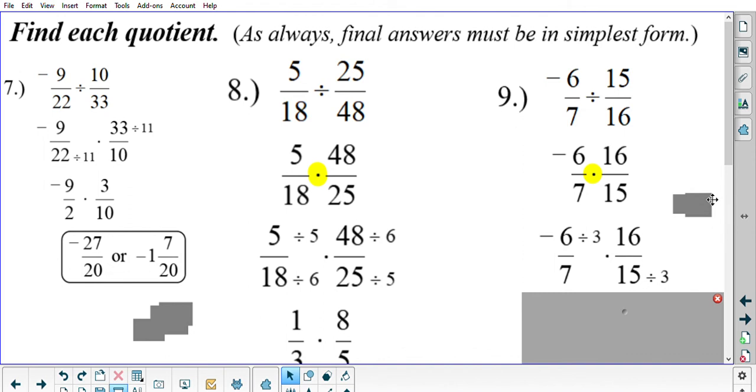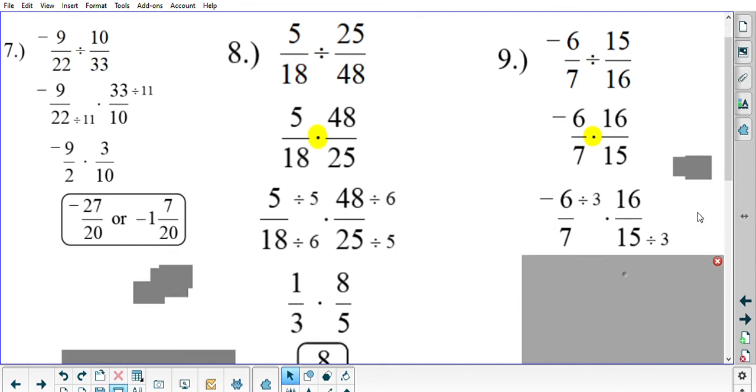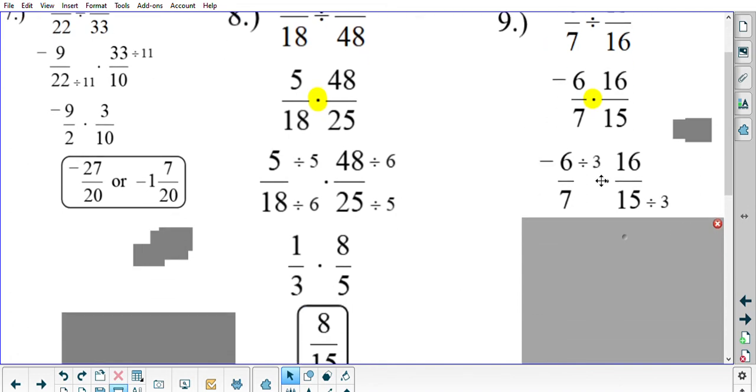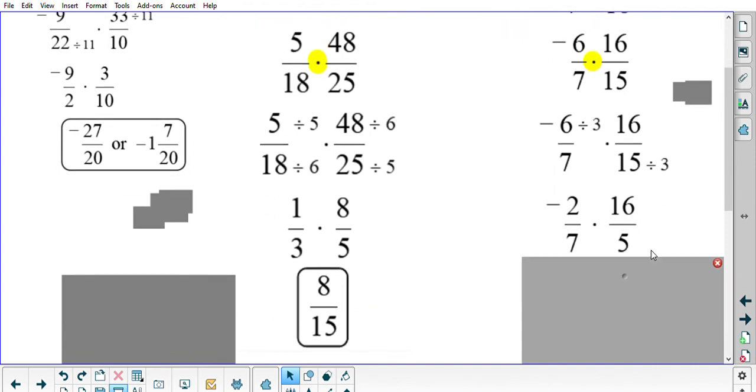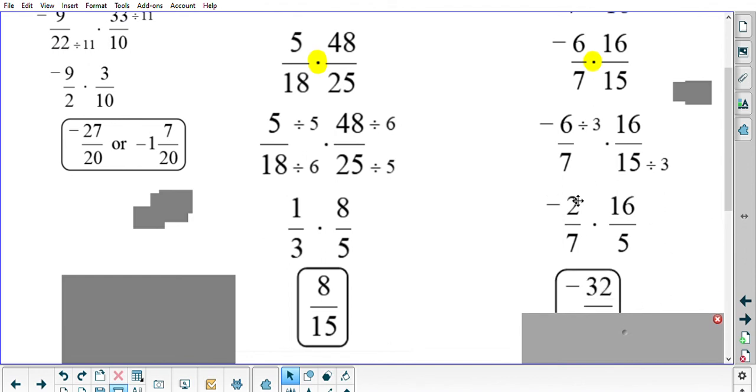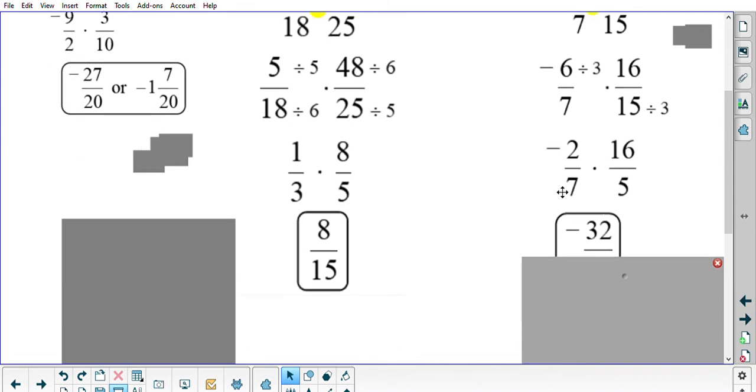Sometimes I've had kids who don't recognize their multiples of 3. Well, it definitely helps you if you do on this problem. 6 divided by 3 is 2. 15 divided by 3 is 5. Now the multiplication is considerably easier than it would have been before. Negative 2 times 16 is negative 32. Again, guys, watch out for negative signs. Do not lose them. 7 times 5 is 35, and that is in simplest form.